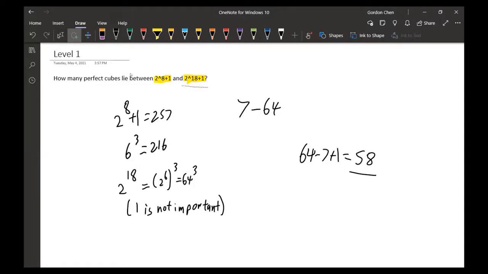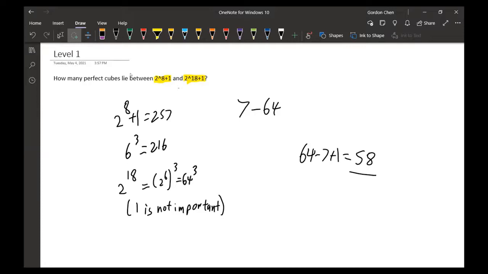And for this one, we have 2 to the 18. The plus 1 basically doesn't affect anything at all. So we just take 2 to the 18, and we say that that's 2 to the 6 cubed, and 2 to the 6 is 64. So we have that 2 to the 18 is 64 cubed.